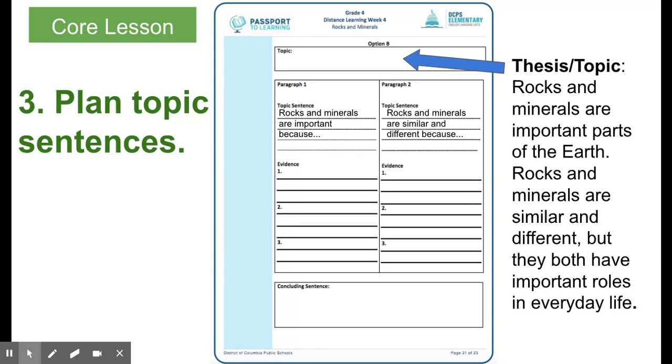We know from reading our first text that rocks and minerals are important because we use them every day in our life, such as with toothbrushes, pencils, and in cell phones. And I could put that in my evidence as well.